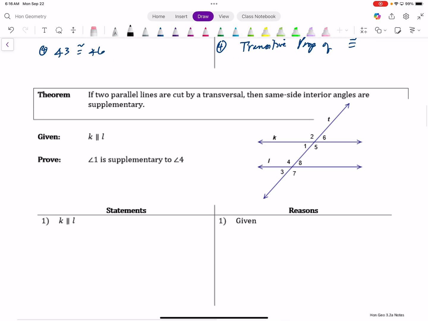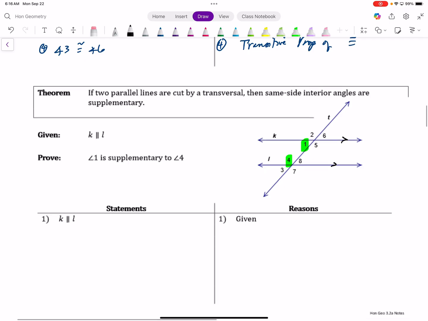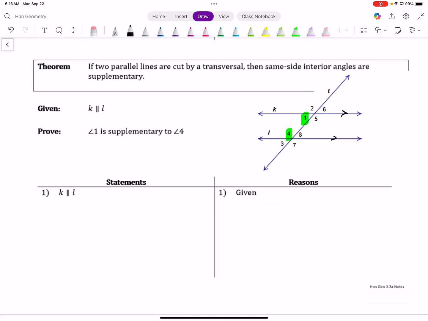Okay, next up, if two parallel lines, so given is that the lines are parallel, are cut by a transversal, then same side interior angles are supplementary. So they picked 1 and 4 that are same side interiors. Let's just see what we can do with that. We've got to start with something about angle 1 and angle 4. So why don't we start with 1 and 3 are congruent.